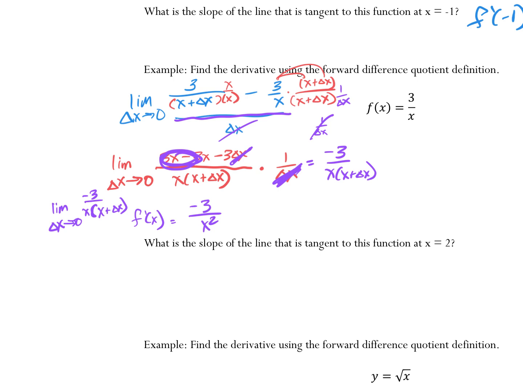Right. All right. So guys, with this function, if I asked you what is the slope of the tangent line at x equals 2, really I'm saying what is f prime of 2? And if I asked you what that is, you would say negative 3/4. Sweet.